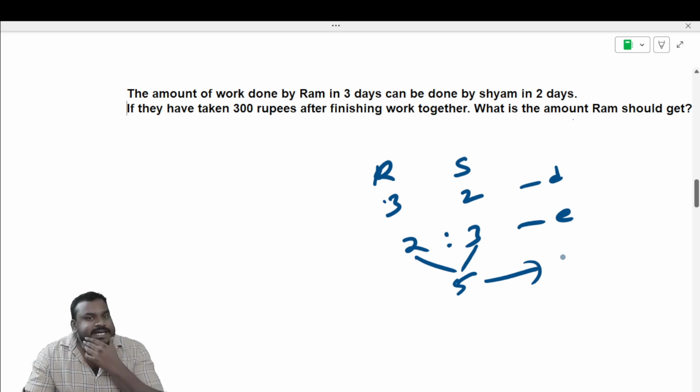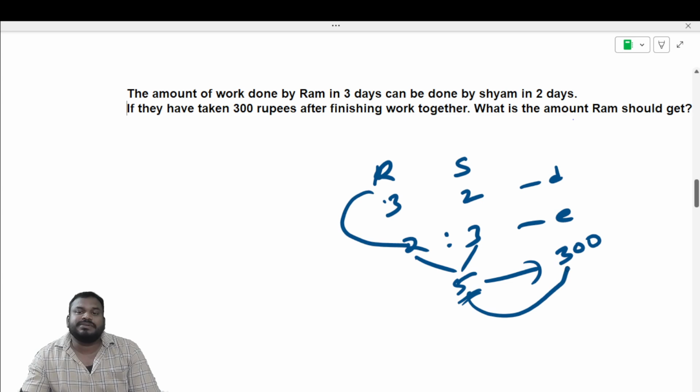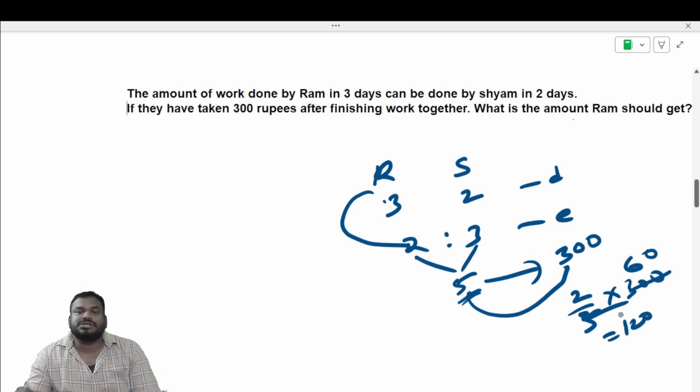They have taken 300 rupees after finishing work together. By spending 5 units of work, they took 300 rupees. What is the amount Ram should get? Here Ram's capacity is 2. For 5 parts he is getting 300, so for 2 parts how much? 2 by 5 into 300. So 60 into 2 is 120 rupees. So Ram will get 120 rupees.